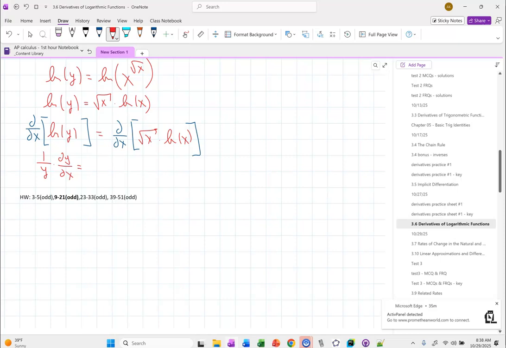To do the derivative of square root x times natural log of x, I need to use a product rule. So we have square root x times the derivative of the natural log of x, which is 1 over x, plus the natural log of x times the derivative of the square root of x. Everybody okay here?